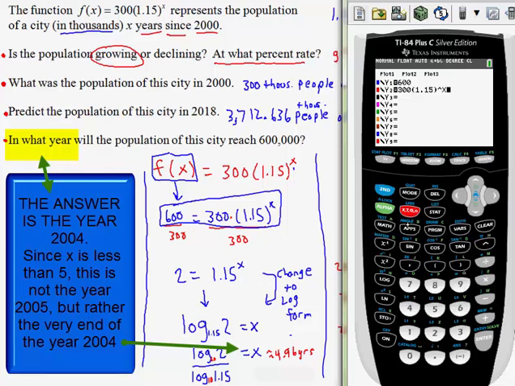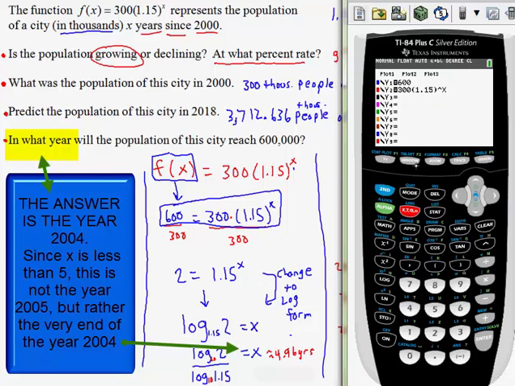Here's the x key. Now there's no need for me to graph this in the standard window because I know that I have something that starts at 300, every year it grows 15%, and we want to know at that growth rate of 15% per year, how long will it take, x in years, to grow from 300,000 to 600,000.